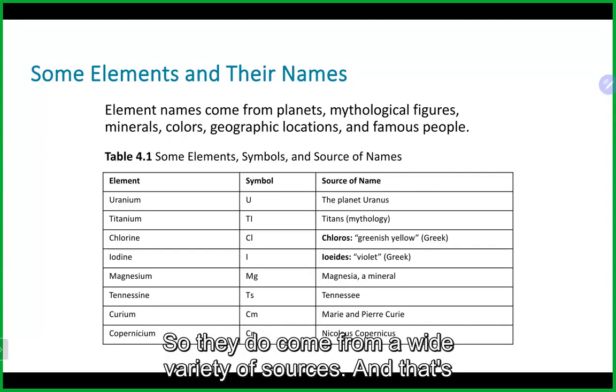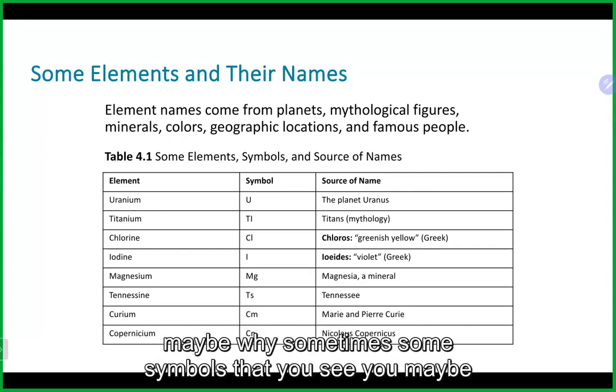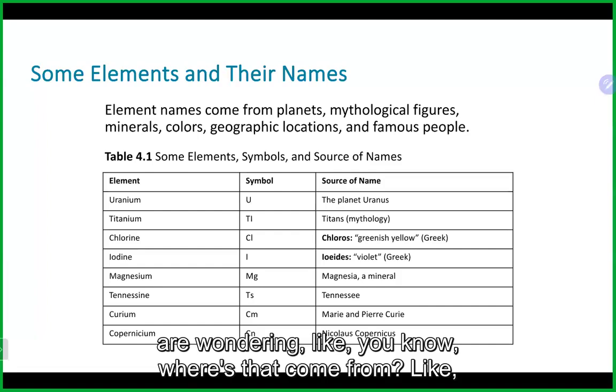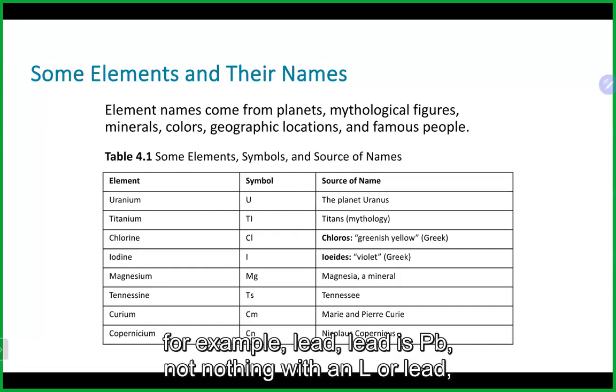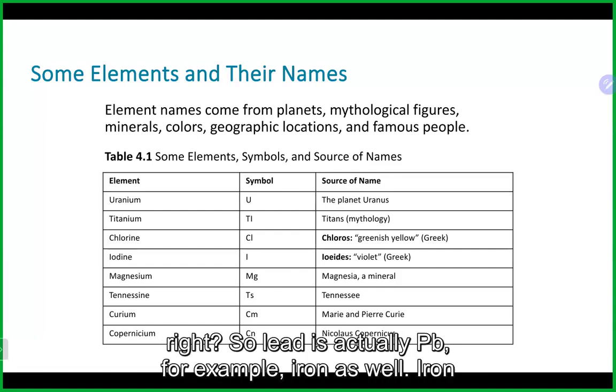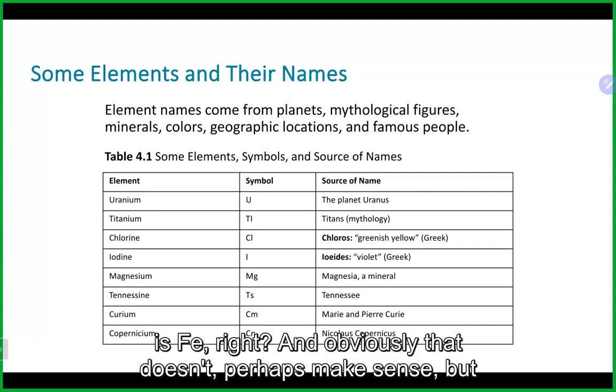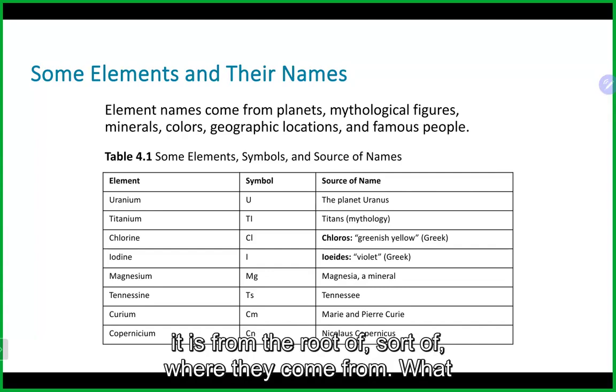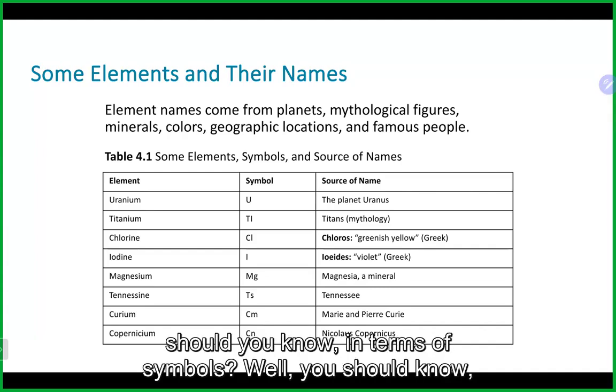So they do come from a wide variety of sources, and that's maybe why sometimes some symbols that you see, you are wondering where that comes from. Like, for example, lead. Lead is Pb, nothing with an L, right? So lead is actually Pb. For example, iron as well. Iron is Fe, right? And obviously that doesn't perhaps make sense, but it is from the root of where they come from. What should you know in terms of symbols?